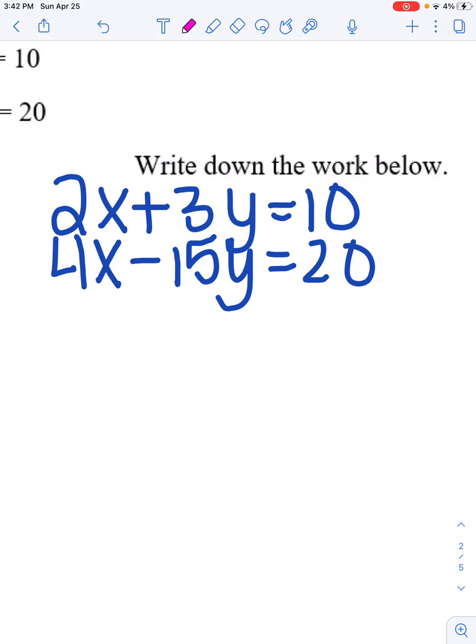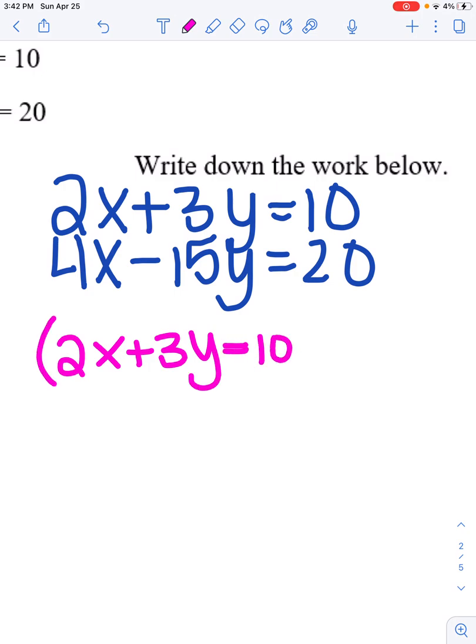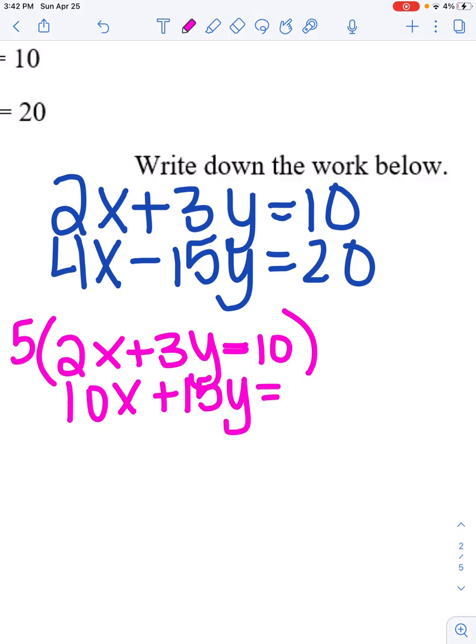And there is. If I take the first equation and I multiply it by 5, I get 10x plus 15y equals 50.